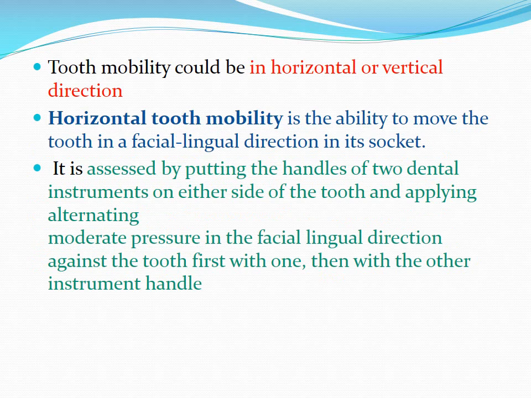Tooth mobility could be in a horizontal or vertical direction. Horizontal tooth mobility is the ability to move the tooth in a facial-lingual direction within its socket, and it is assessed by putting the handles of two dental instruments on either side of the tooth and applying alternating movement. This moderate pressure is applied in the facial-lingual direction against the tooth, first with one, then with the other instrument handle.